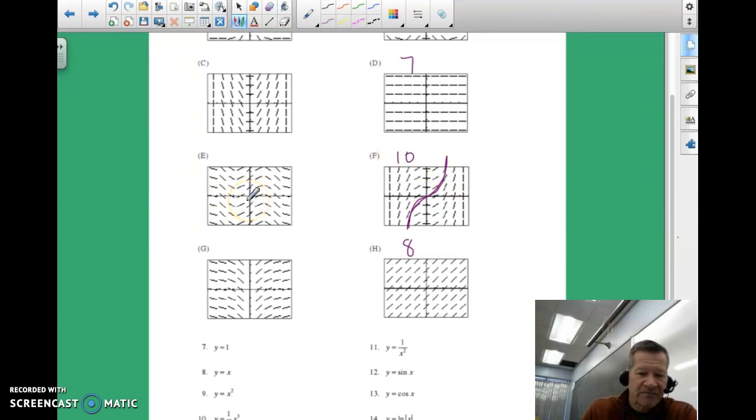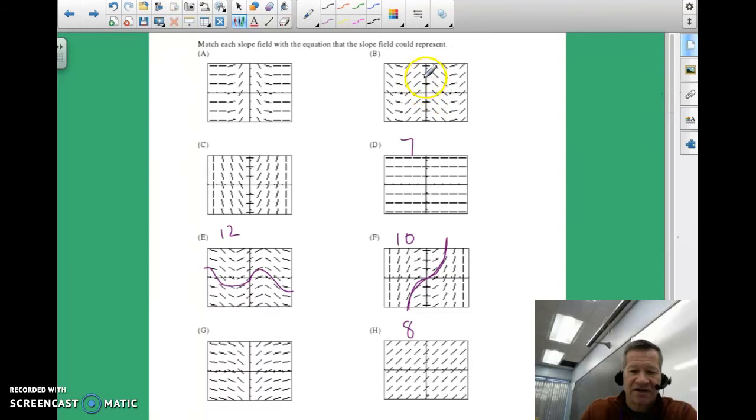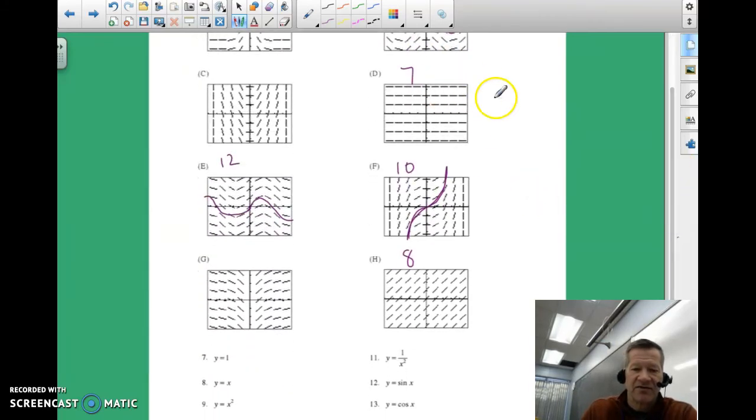It looks like a sine graph. It goes right through the origin like a sine graph, right? So that appears to be number 12. Okay, let's skip that one for a second. Let's go up here. This looks like it comes down, then back up. It goes down, then back up. That looks like a cosine graph. So the cosine graph on here would be number 13.